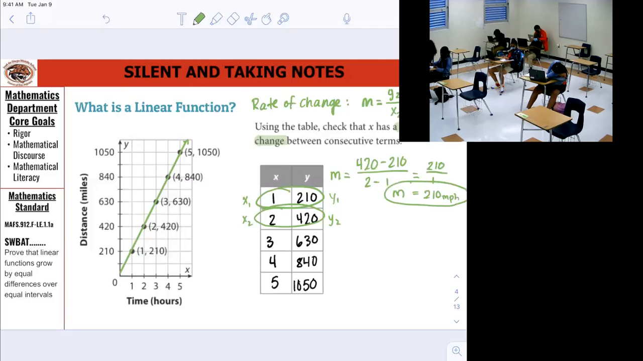Okay, so I'm all good with the first 2 points. Now I want you guys to take the next couple minutes to check if the rate of change is the same between the second 2 points, and then do it one more time between the third 2 points. What you want to get is 210 each time. So I'm just putting 2 minutes on the clock.